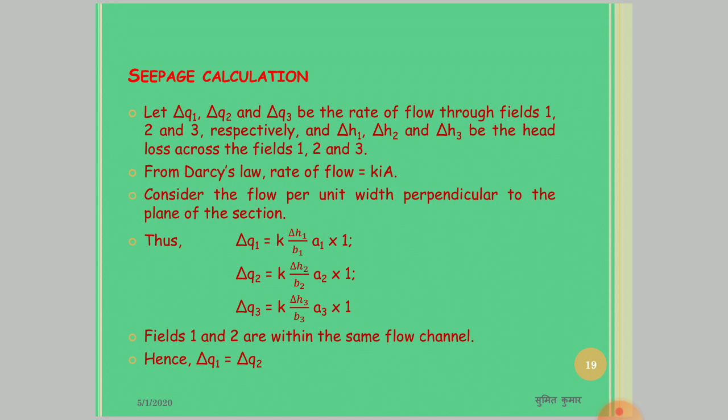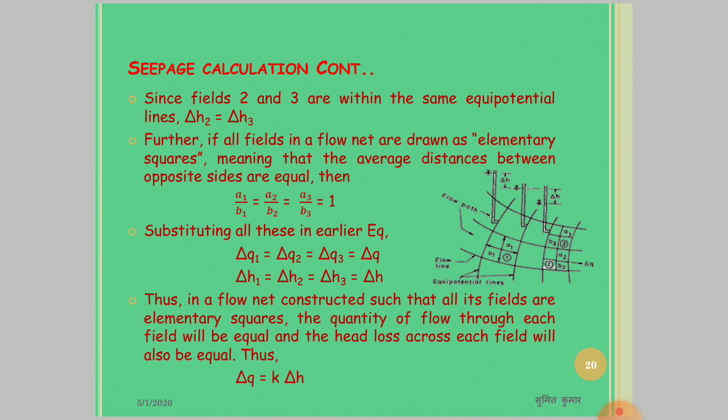Since fields 1 and 2 are within the same flow channel, we can say del Q1 will be the same as del Q2. Also, fields 2 and 3 are within the same equipotential line, so the head loss through both the fields will be the same, that is del H2 will be the same as del H3. Further, from one of the properties of a flow net, the area bounded by the flow lines and equipotential lines forms approximately a square.